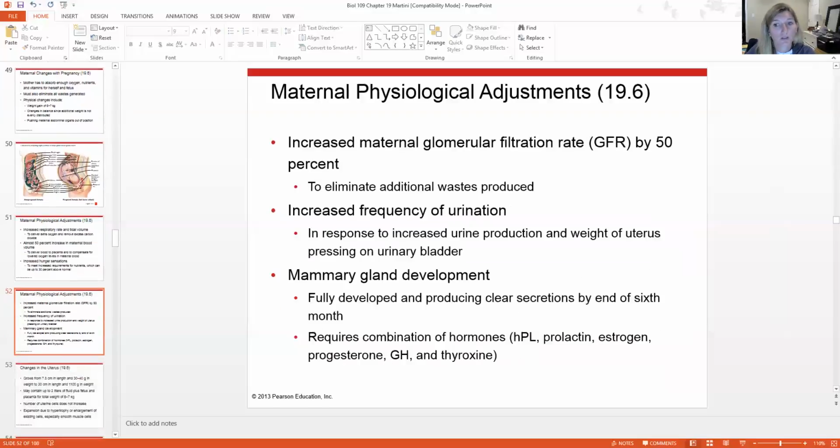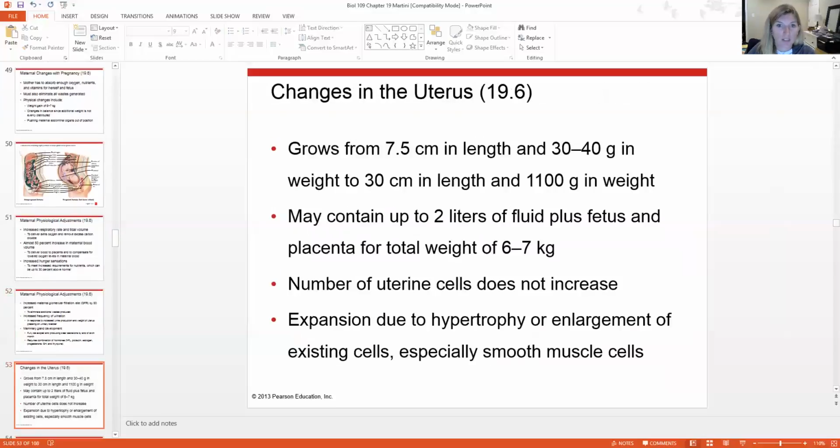Increased maternal glomerular filtration rate, so your kidneys are filtering like crazy. Increased urination. This is first because of increased urine production, but also because the uterus is pushing on the bladder. Mammary glands are developing. This is a series of hormone interactions like prolactin, estrogen, progesterone, growth hormone, thyroxine, etc.